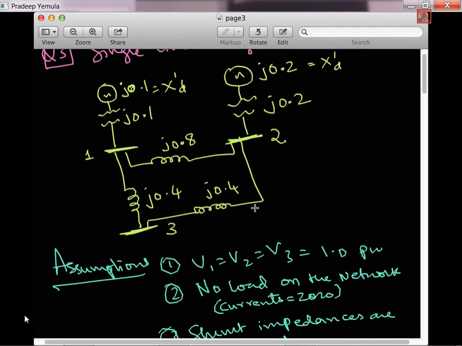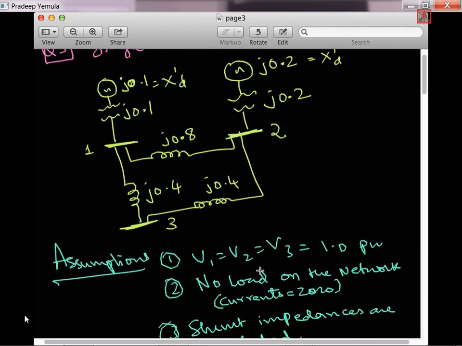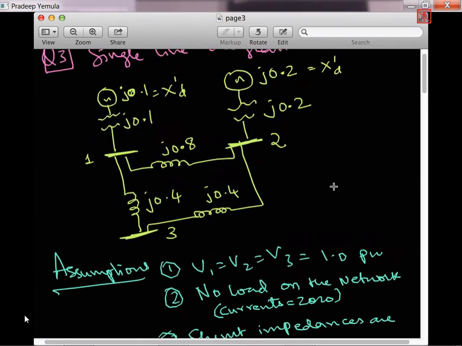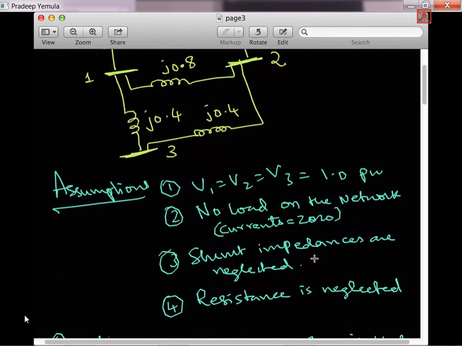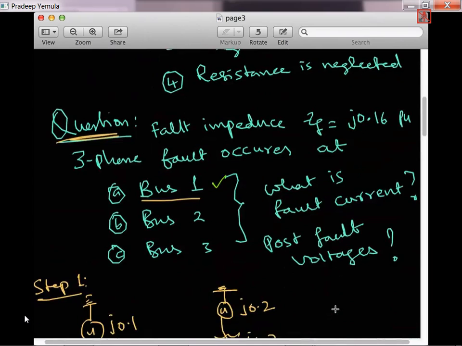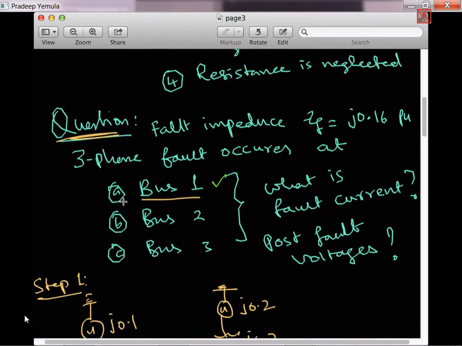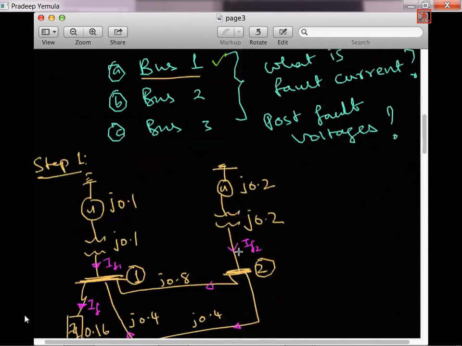There are some assumptions being made: V1, V2, V3 are 1 per unit, with no load on the network. If there is a load in the network, then the voltages at the three buses would be different. For that, we run a load flow analysis of the circuit, and as a result we'll know the voltages at all buses, and that's what we'll use. Then the shunt impedance is neglected, and resistance is also neglected. So we have taken three cases: case A is a bus 1 fault, case B is a bus 2 fault, and case C is a bus 3 fault.